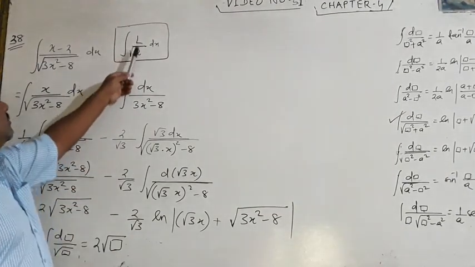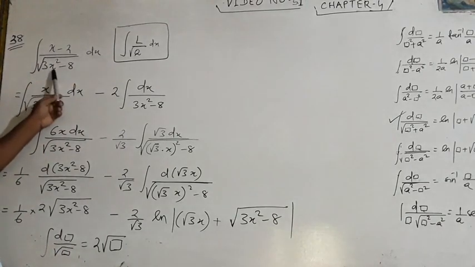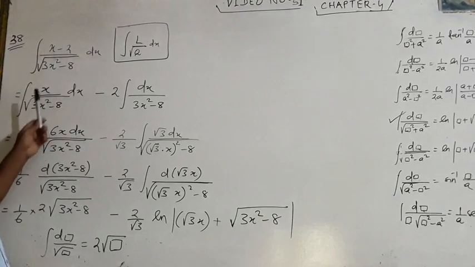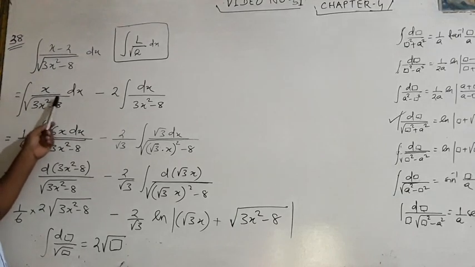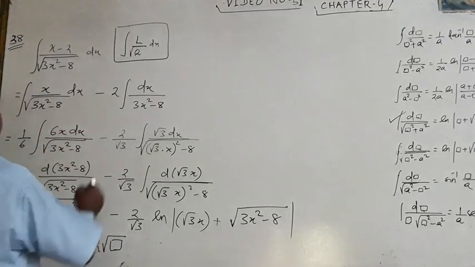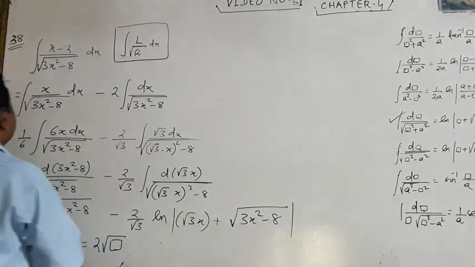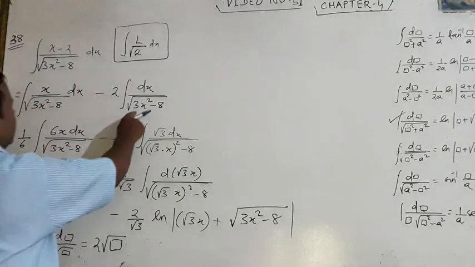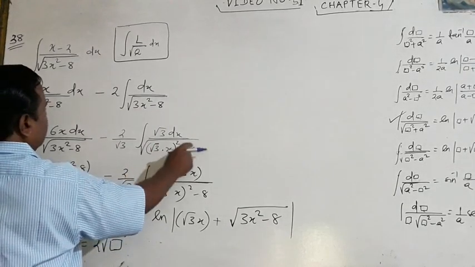This is also linear by quadratic root over. It is pure quadratic, so you have to separate them. It is x by root over 3x square minus 8, minus 2 by root over 3x square minus 8. Okay. Now the derivative of 3x square minus 8 is 6x. So multiply 6 and divide 6. Now write this 6x as the derivative of 3x square minus 8. And in this part, it is root over (root 3 x) whole square minus 8.